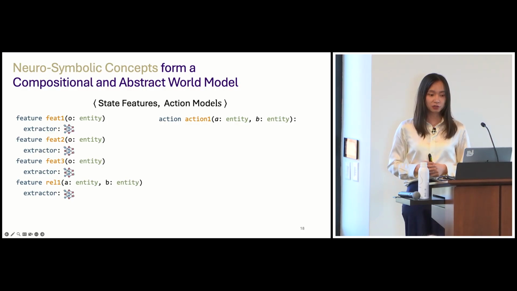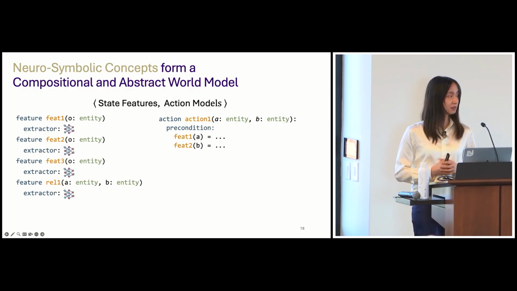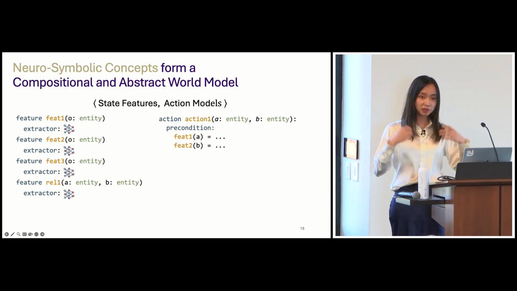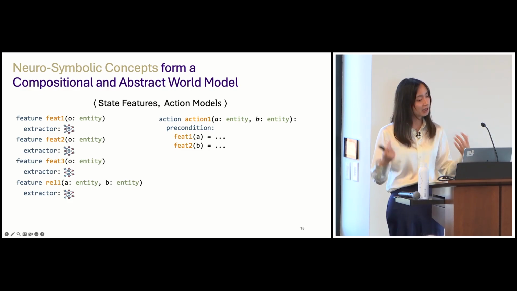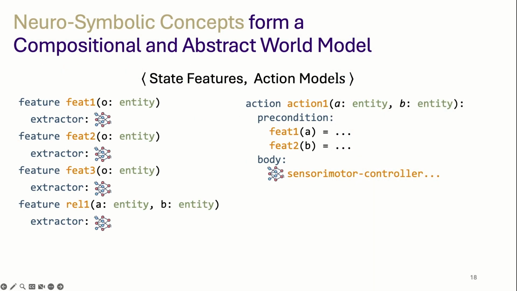For actions, I'm going to use a particular way to represent them. It's going to have some precondition, some condition that must hold true before I can execute this action. It will have some body, which actually moves the robot to accomplish this task. And finally, it has some effects, which is how it's going to change the state features.